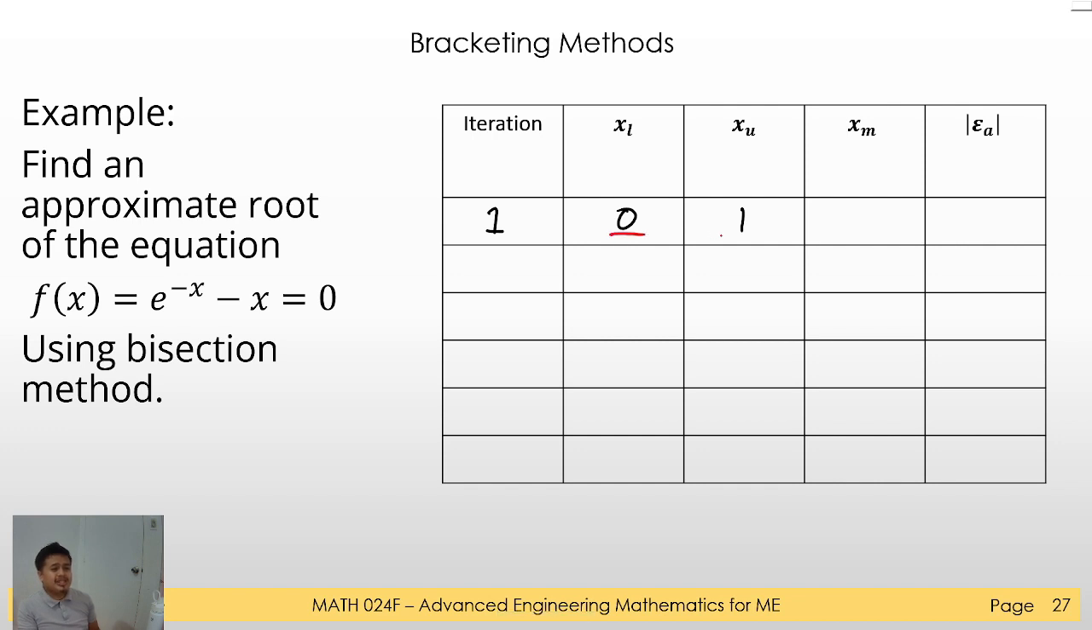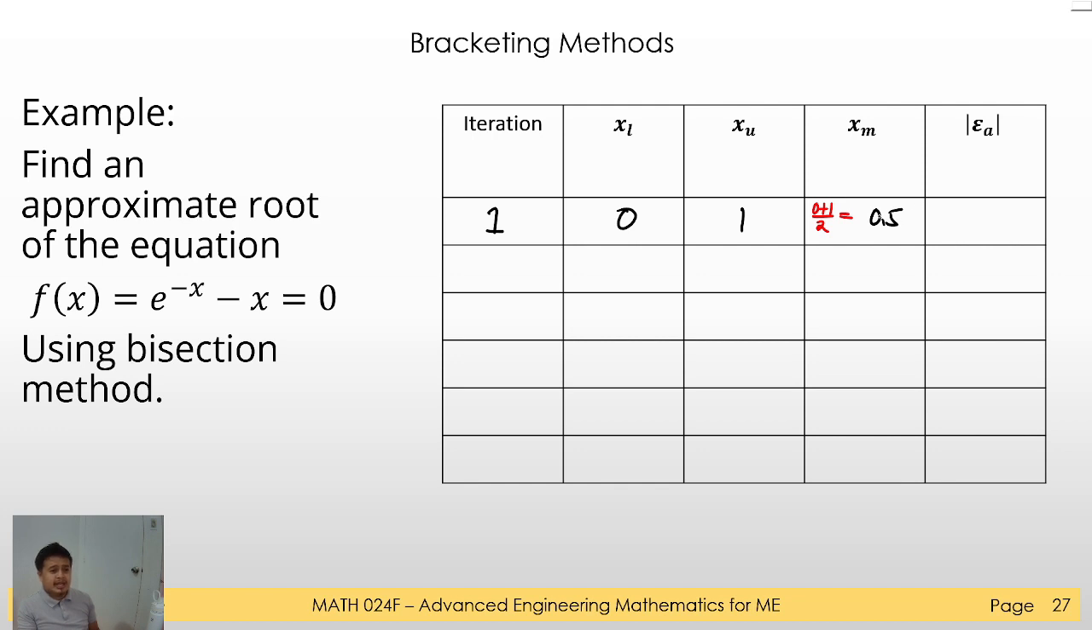So we have these two initial guesses, the x lower and x upper. And then we want to find the half of this xl and xu. So we want to find the midpoint basically. So we have 0 plus 1 over 2. This will be equal to 1/2, which is equal to 0.5.